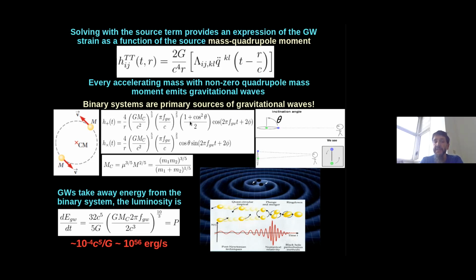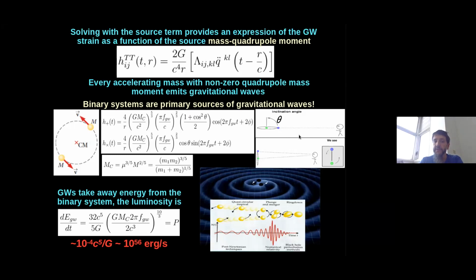And there is this theta dependence, and theta in this slide is the inclination of the source with respect to the observer. Usually in the literature it is called iota. I don't know why it's theta in these slides, but anyway, here you see what it is: it's the direction of the line of sight of the observer with respect to the orbital angular momentum of the binary.